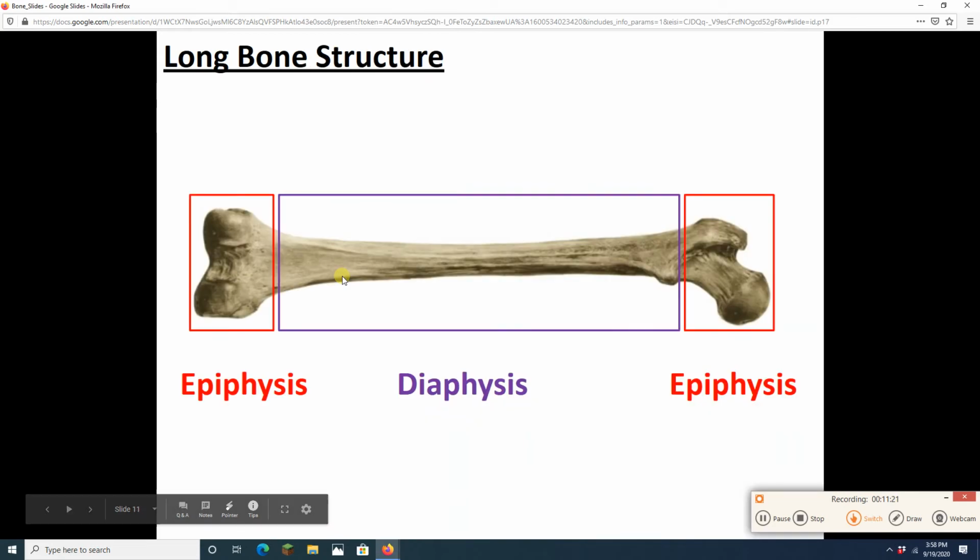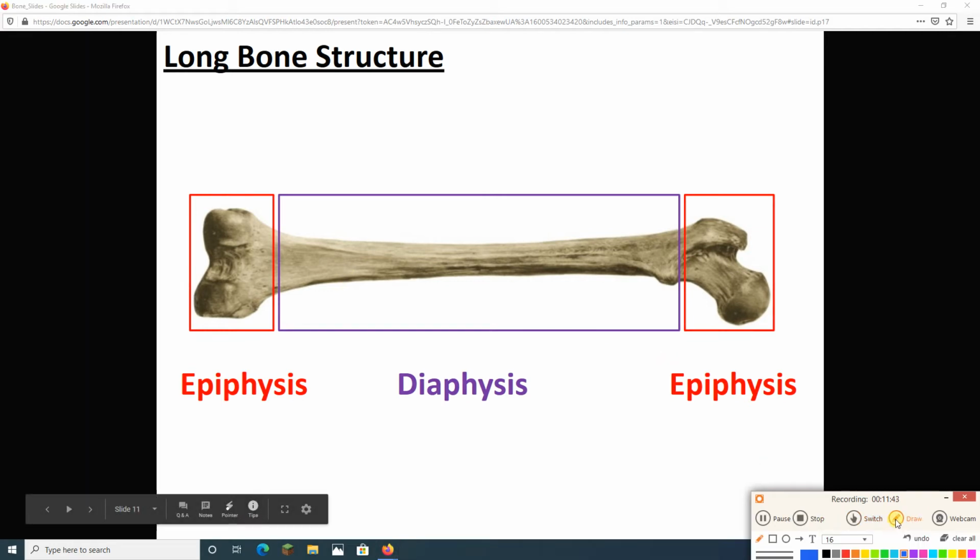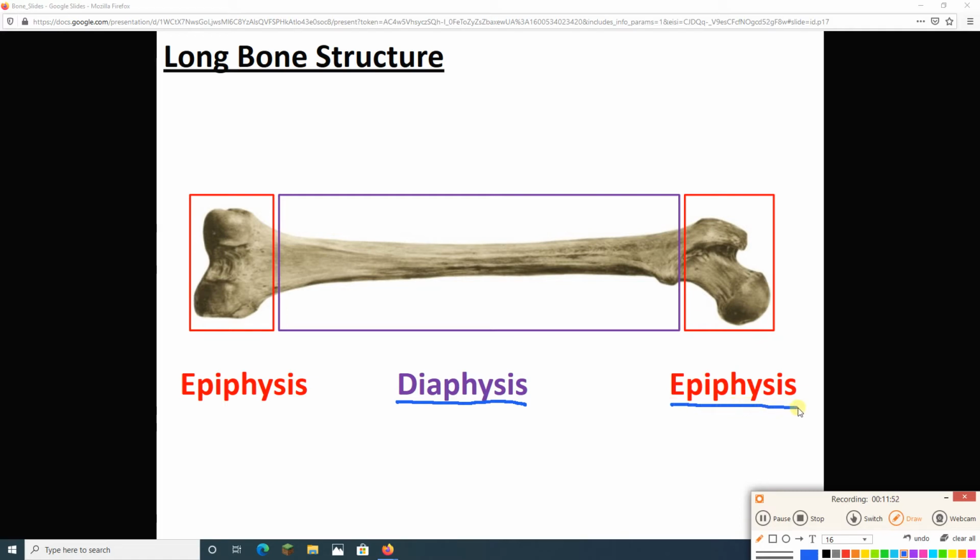All right. So we're going to talk briefly about long bone structure. And we've touched on this in lab number 9. We're going to go into a little more detail here in this bone lecture. Now, the long bone basically has 3 parts. It's got a shaft in the middle. The shaft in the middle is called the diaphysis. So I boxed it in purple there. And then at each end we have a rounded end that is going to be the epiphysis.